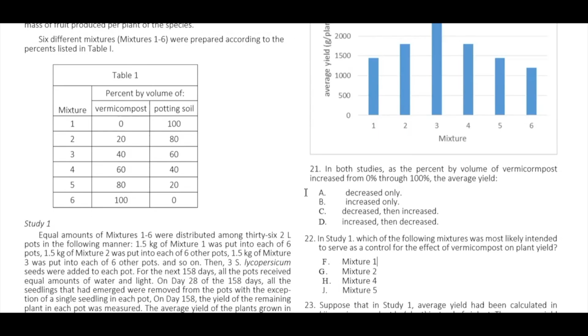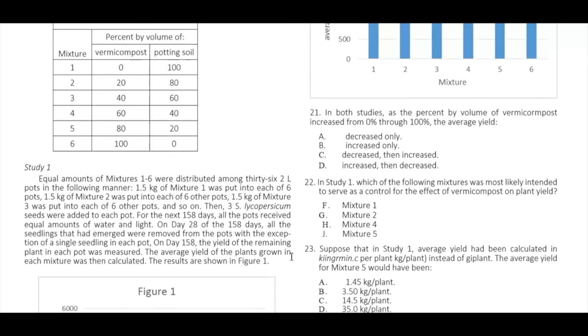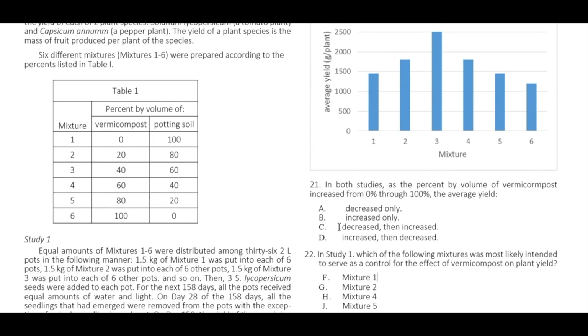Let's go and revisit study 1. Again, we see close to the same trend. It goes up and then it goes down. Though which mixture is best is different from study 1 and study 2. However, the trend is the same. It increases and then decreases. So that corresponds with option D, increased then decreased. D is the correct answer.